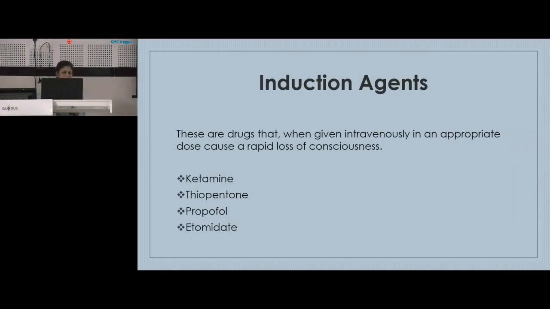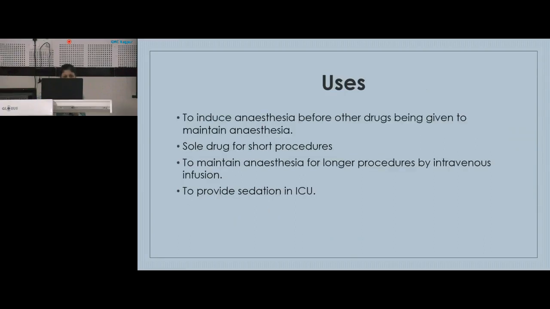Now the drugs which are used as induction agents. These are drugs that, given intravenously in appropriate dose, cause a rapid loss of consciousness. The drugs used are ketamine, thiopentone, propofol and etomidate. They are used as inducing agents before giving the relaxant to maintain the anesthesia, and they can also be used as the sole drug for short surgical procedures. These drugs can also be used as sedative agents in ICU.